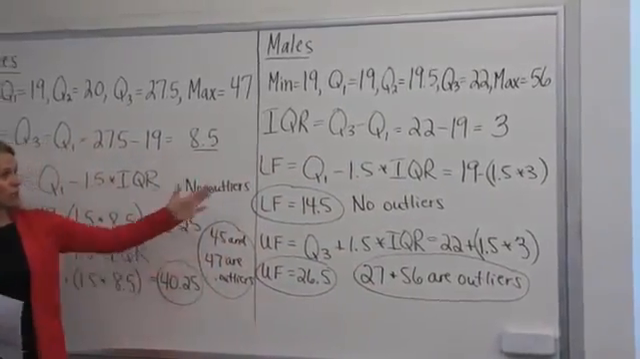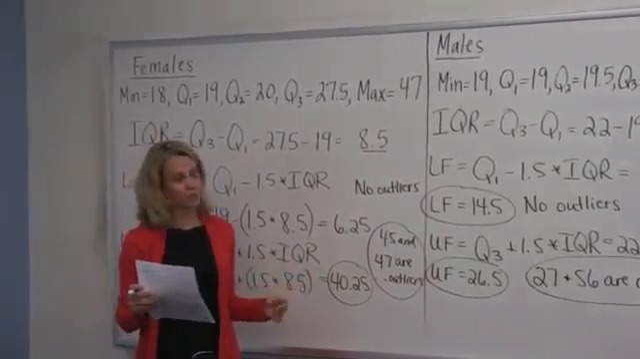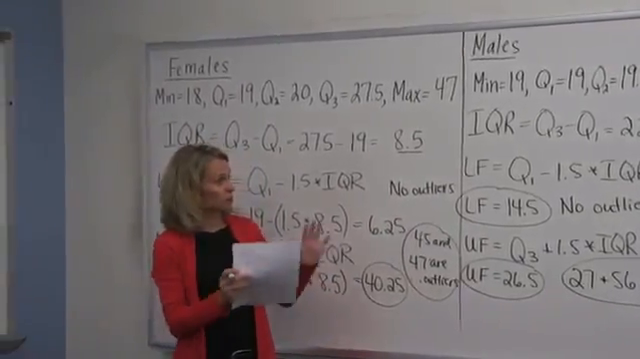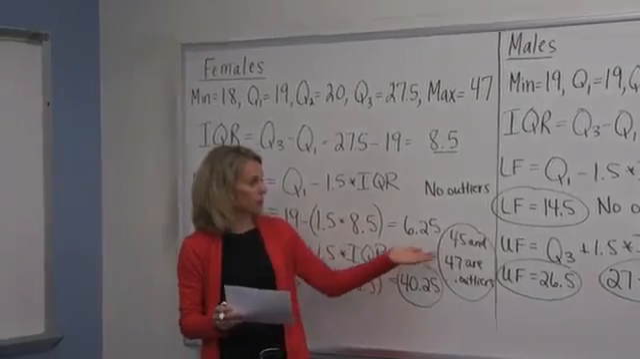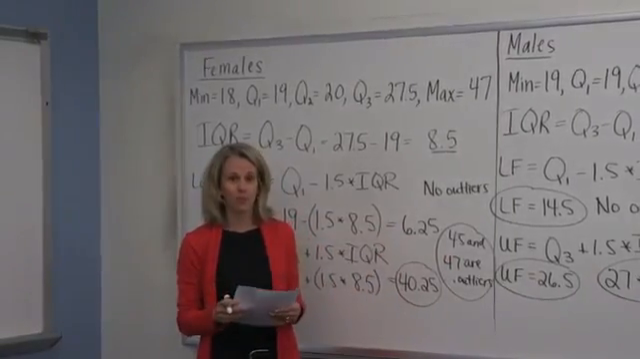In the next video, we'll take this information and put it in something called a box plot, so you can visually see the 5-number summary, as well as whether you have any outliers in a data set.